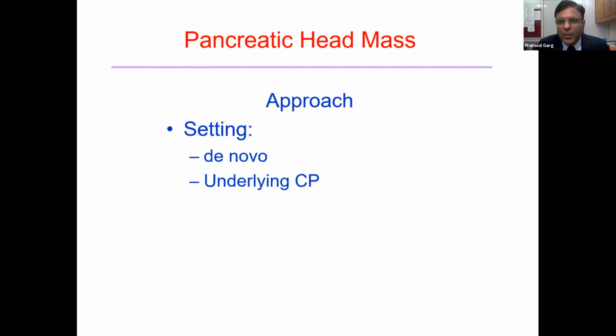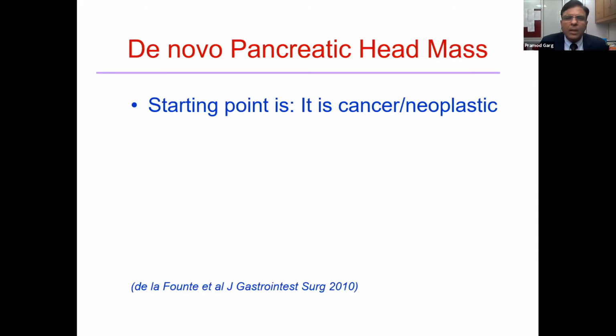So if you have to approach a pancreatic head mass, we have to see the setting. And the setting is important, whether we are seeing a mass de novo or a mass with an underlying chronic pancreatitis. The reason I bring in chronic pancreatitis is that this is something that we see very often, and these patients also present with a mass in the head of pancreas, which creates more of a diagnostic problem than a de novo pancreatic mass.